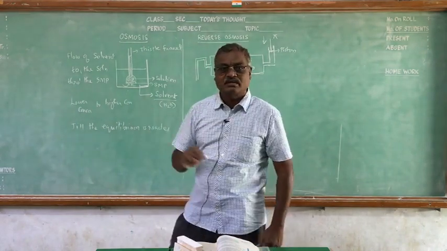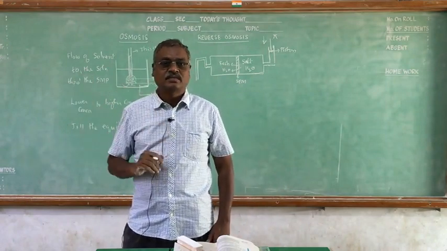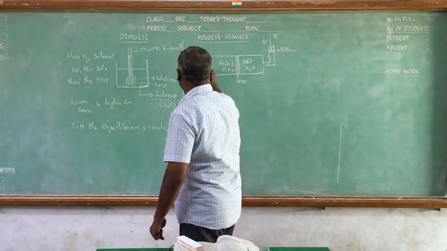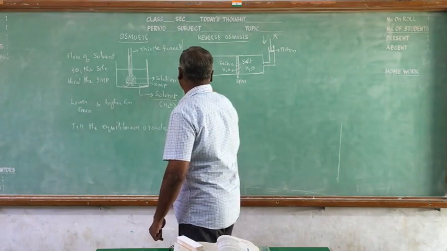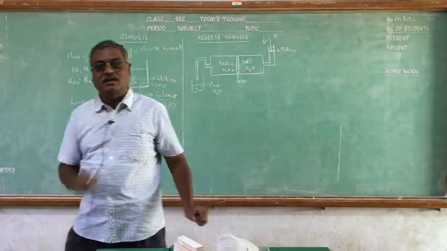Only water goes to the other side, whereas salt will not go. Okay. So what happens from this side? We are able to get the pure water. So this process is known as reverse osmosis.